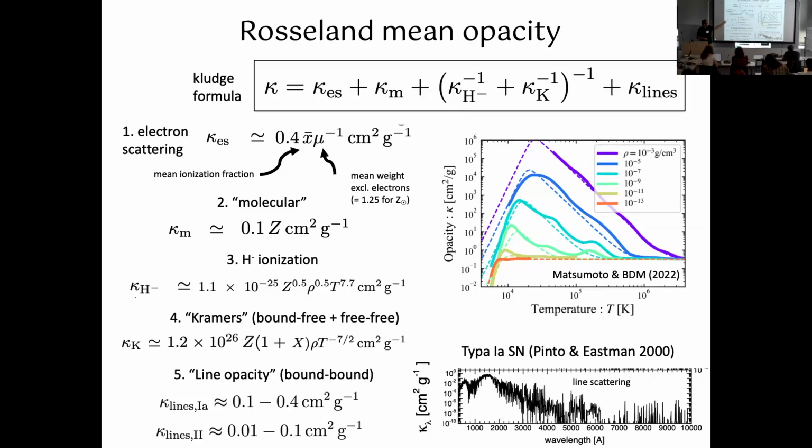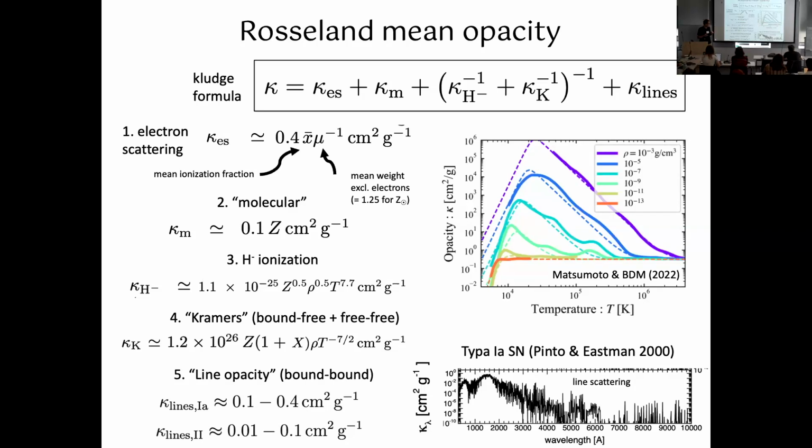The other really important source of opacity is lines. Individual bound transitions: a photon hits an atom, excites the atom to a higher state, and then it falls back and re-emits the photon.